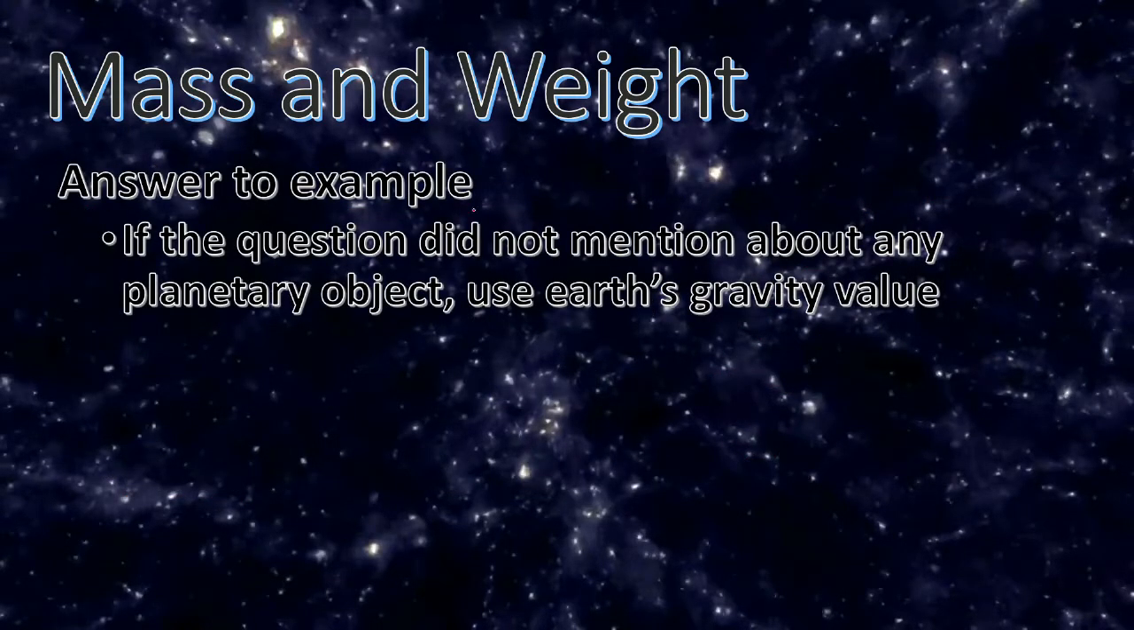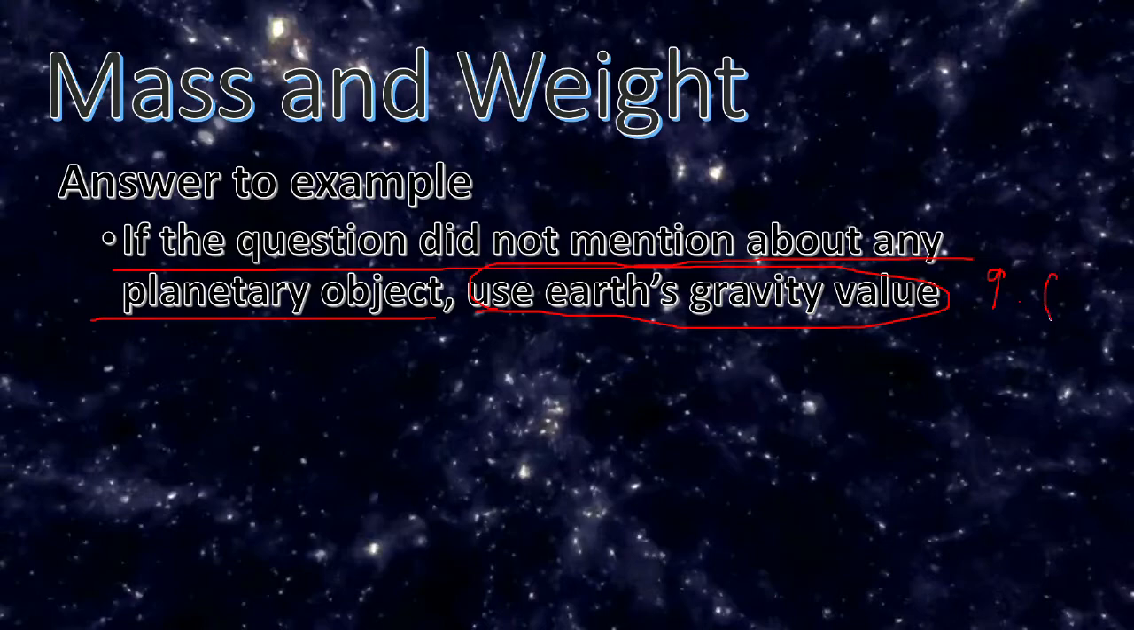Okay, so the answer to our example: take note, if the question did not mention any of the planetary objects like Mars, the Moon, Venus, Jupiter, you are going to use the Earth's gravitational value, which is 9.81.